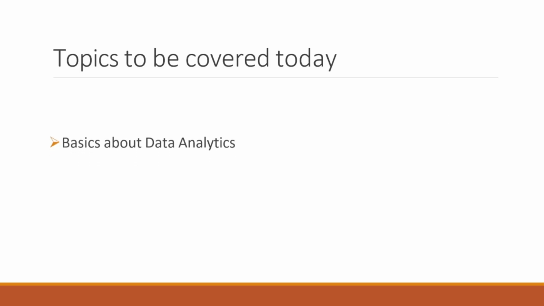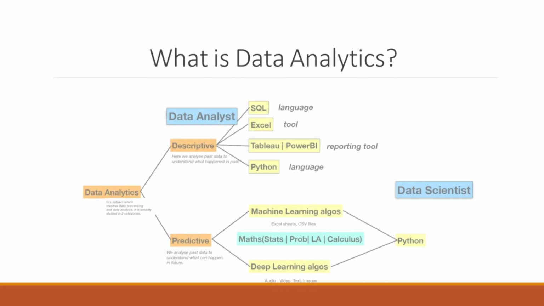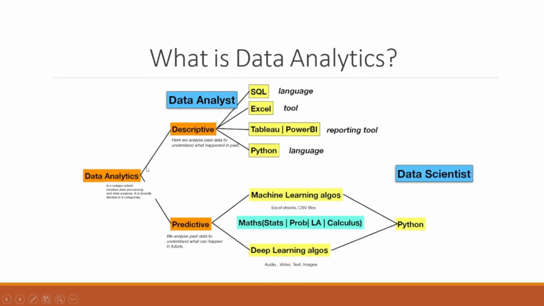So the topics which we are going to cover today are, first, the basics about data analytics, and second, why do we use Anaconda or Jupyter Notebook? What is meant by data analytics? If you are learning about data analytics, generally we have two parts in this. First we have descriptive analysis, and second we have predictive analysis. Descriptive analysis means we analyze past data to understand what happened in the past, and predictive analysis means we analyze past data to understand what can happen in future. So if you want to predict the future, then we have predictive analysis for that.